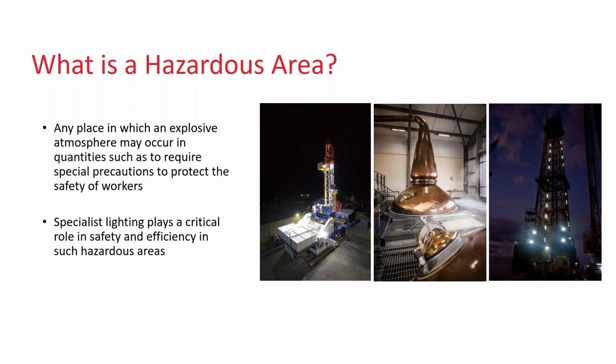Now, I said any place in which an explosive atmosphere may occur. These sort of locations are, just to name a few: oil rigs, refineries, chemical productions, petrochemical, food processing, and there are lots of other less obvious applications that require hazardous area equipment, but it is important to know when and why this type of lighting is required.